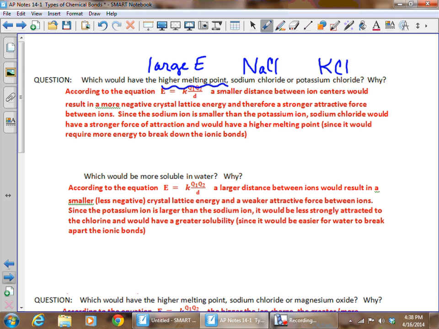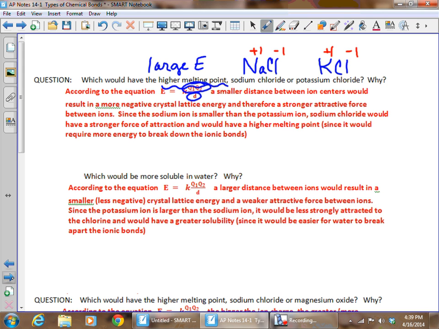So look at what we would need. If we want a large crystal lattice energy, one of two things would need to happen. We would either need to have a large charge, or we would need to have a small distance between ion centers to get that large energy. So those are our two choices, a larger charge or a smaller distance. Now, if you look at both of these, you'll notice that both of them are +1, -1 ion compounds. What does that mean? It means charge is going to make no difference for these two. So charge is not going to play a part in this. Size, however, does.